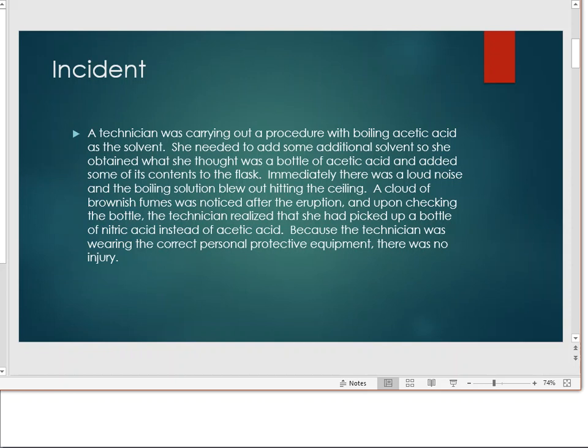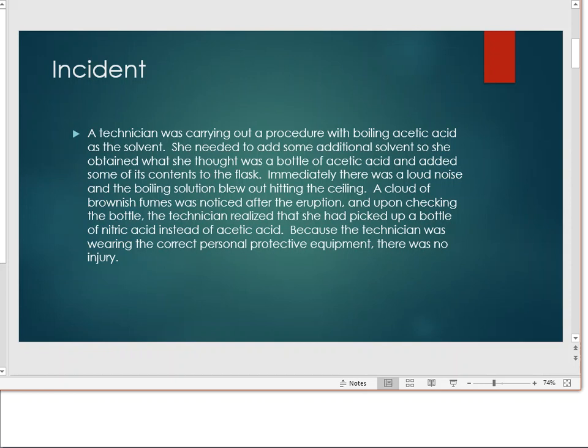She needed to add some additional solvent, so she obtained what she thought was a bottle of acetic acid and added some of the contents to the flask. Now, here's the problem with that sentence. She obtained what she thought was acetic acid, right? That's a weird word, thought. So it maybe wants us to believe that there was no label on the bottle. And because of that, she just assumed that it was acetic acid when it really wasn't.